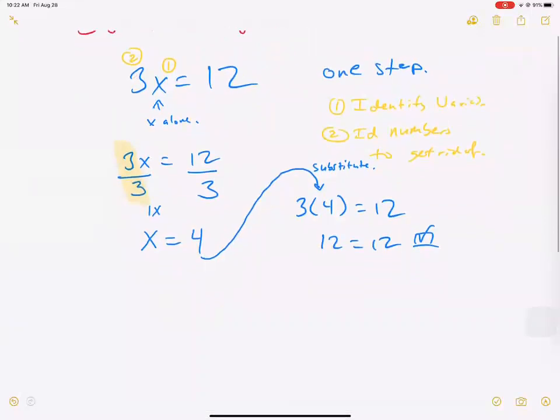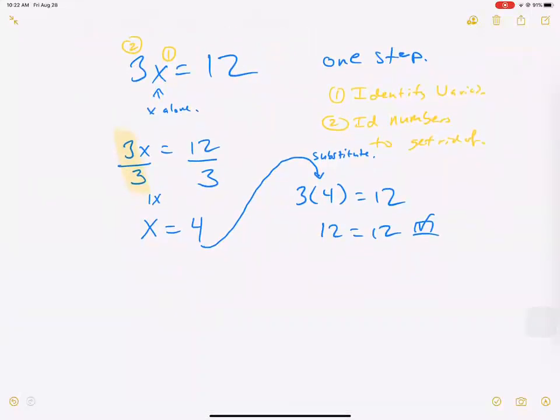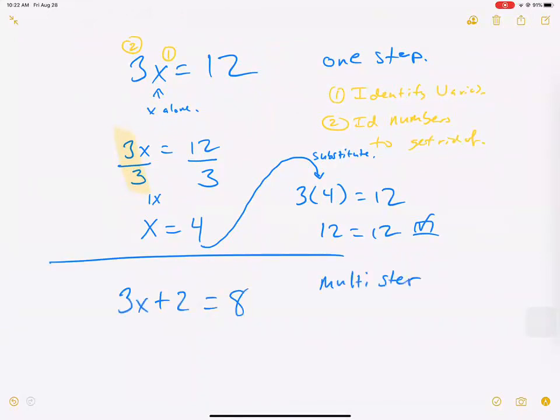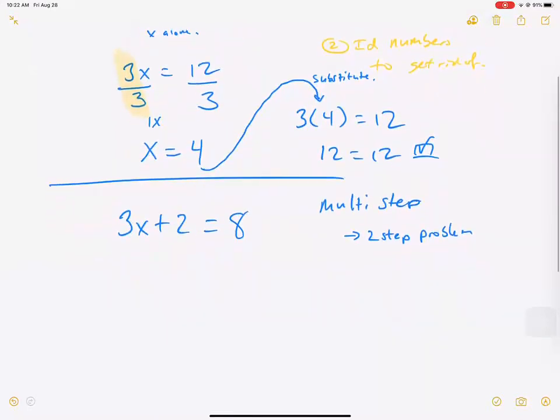Let's go ahead and go into our two-step problems now. Our two-step is 3x plus 2 is equal to 8. This is our multi-step. In this case, this is going to be a two-step problem. Multi-step just means more than one. This could be 3, 4, 5 steps. But this is going to be a simple two-step. Let's figure out why this is a simple two-step.